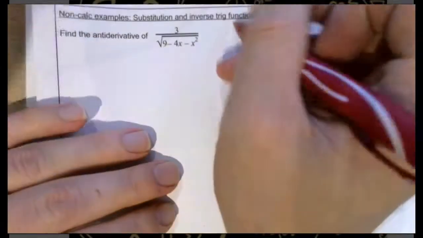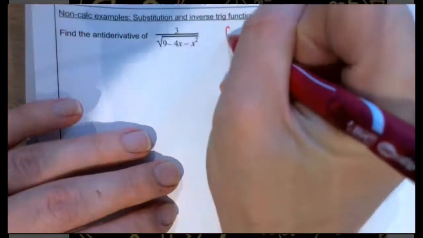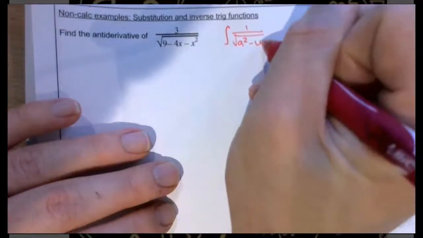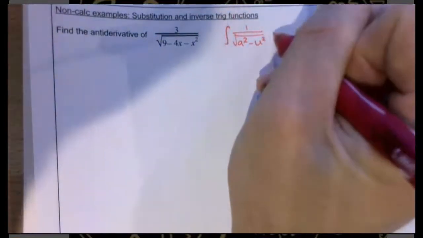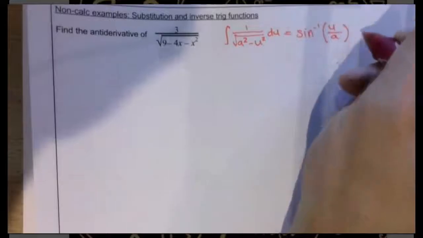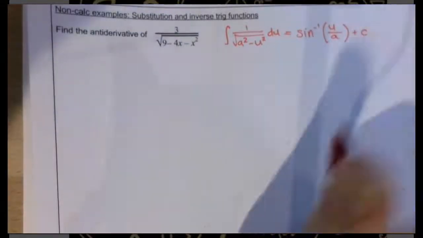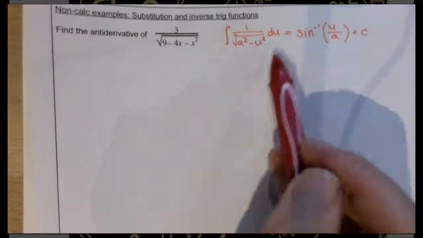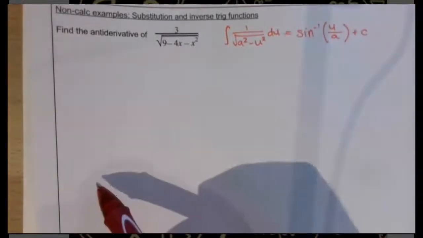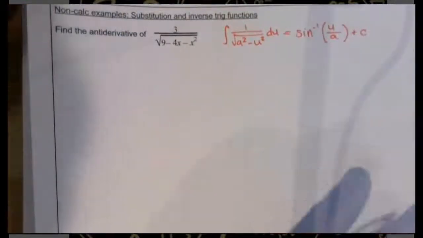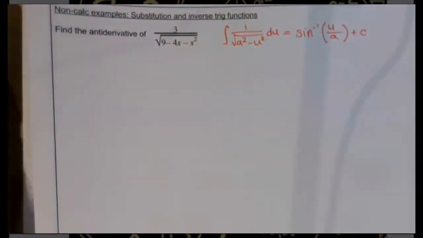Sine inverse, if we remember the rule, is 1 over root a squared minus u squared, and we know that that integrates to sine inverse of u over a plus c. So we're trying to take this and write it in this form, and then we know how to do it. I'd like you to have a go at that, see if you can figure it out, then unpause the video and I'll go through it.